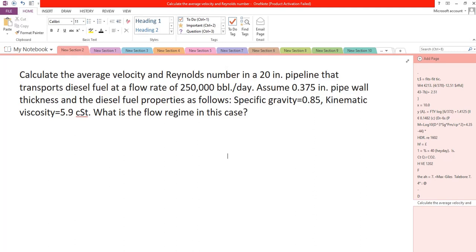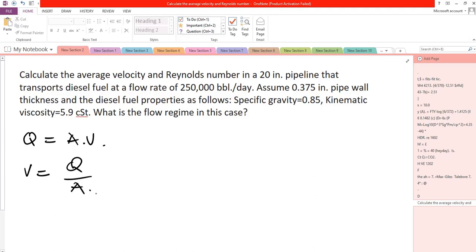Now, to calculate the average velocity, the flow rate is the same thing as area times velocity. Your velocity will now be equal to flow rate divided by area. To calculate the area, we first need to calculate the internal diameter.